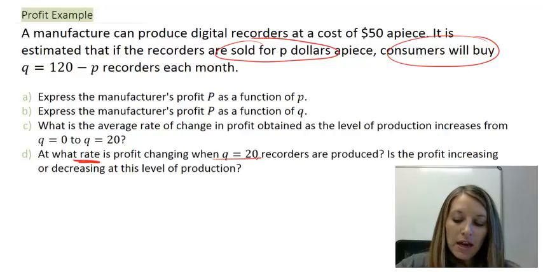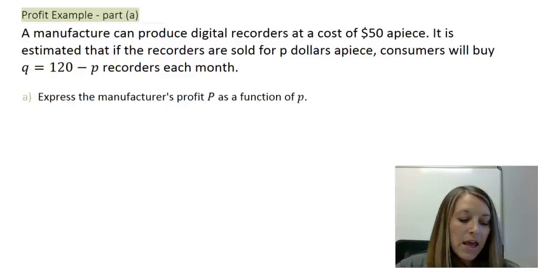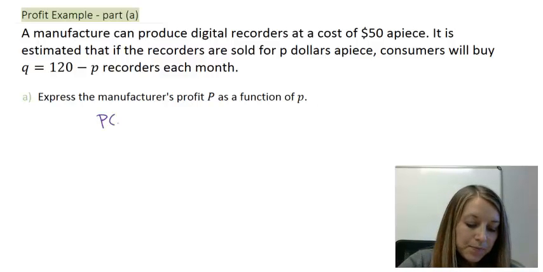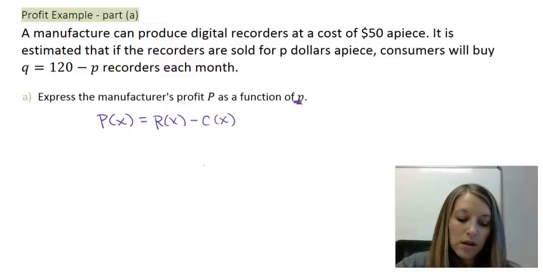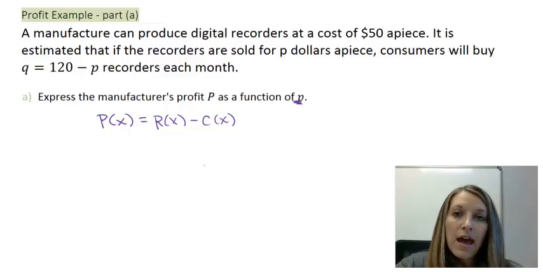So let us go ahead and start with part A. Express the manufacturer's profit as a function of P. Well, we're going to start with our generic profit equation. So capital P stands for profit. Now I'm just going to label it as X here, but eventually I'm going to substitute my P in. Profit is my revenue minus my cost equation. Now remember, if we had it per unit, then we need to apply that as well.